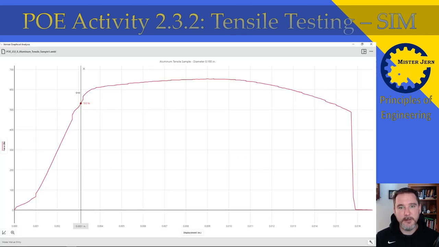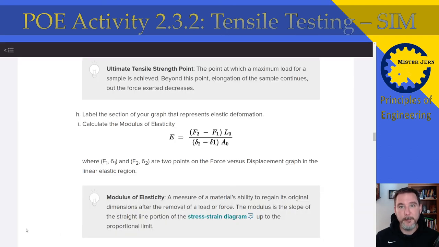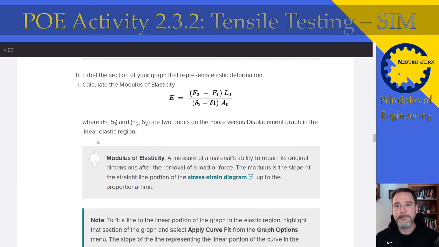Force 1 and elongation 1, that's going to be easy. It's 0, 0. Just to double check here, original force is 0 and the original stretching or deformation is 0. Times the original length, 1 inch, divided by the original cross-sectional area. You've already calculated that. I'm not going to tell you that one, mostly because I don't remember off the top of my head. Okay.